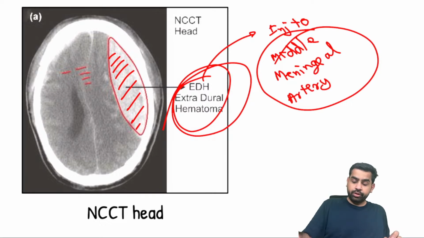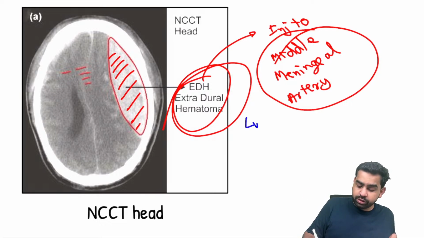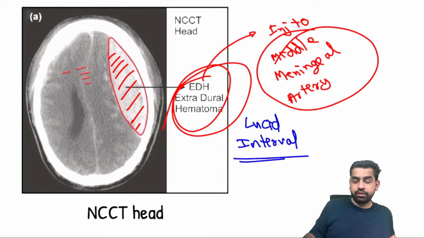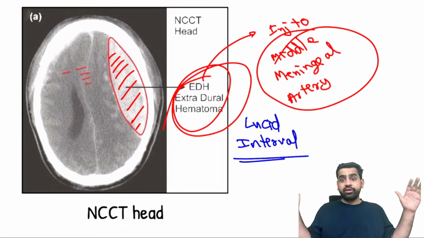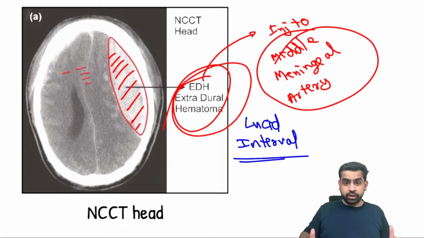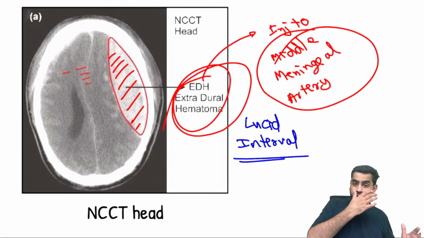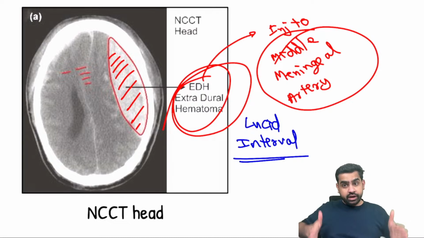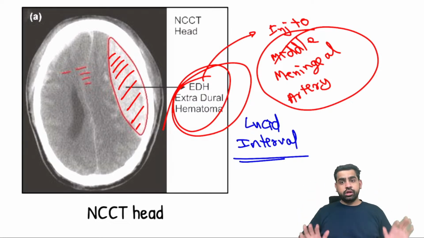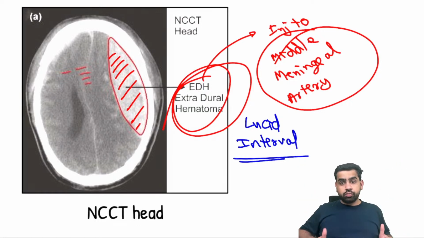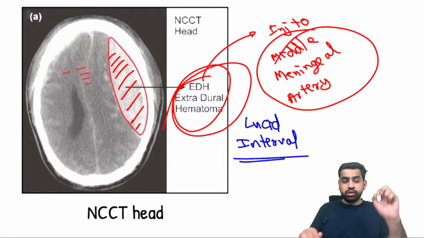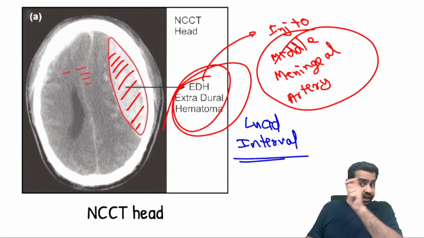Okay, in EDH, the patients may have something called a lucid interval. What is this lucid interval? Lucid interval means that after the trauma, the patient falls down and becomes unconscious, then the patient again regains consciousness. The patient is conscious for some period of time, and after that the patient again becomes unconscious. So this period of time in which the patient was conscious is what is called a lucid interval. I hope you have understood this point. Unconscious, conscious for a period of time, then again unconscious. This is called a lucid interval, which is basically seen in patients with the EDH, extradural hematoma.